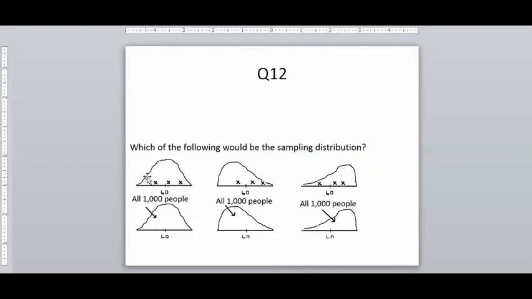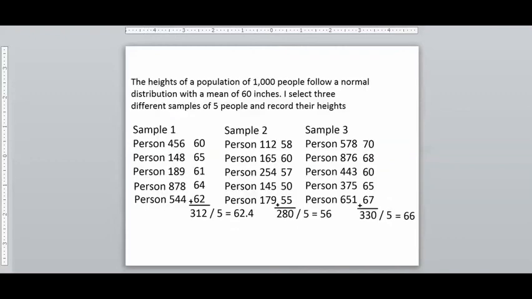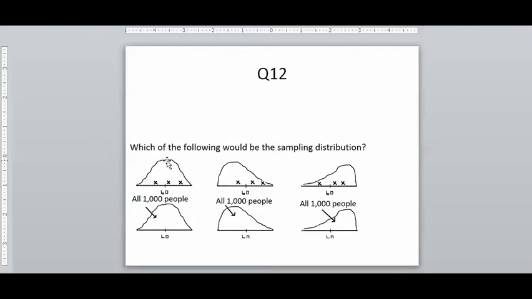The means of all possible samples inside of the sampling distribution follow a normal curve, because if the population of people is normal, the sampling distribution of possible samples is also normal. That's part of the central limit theorem.